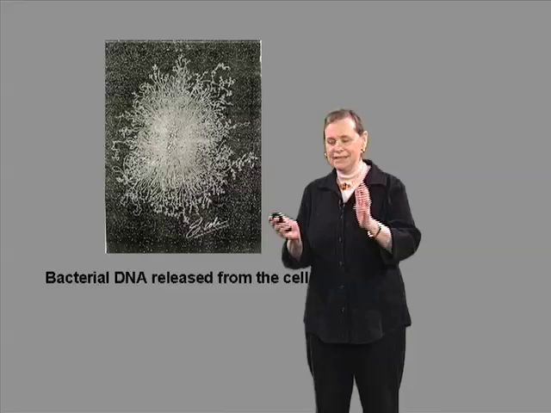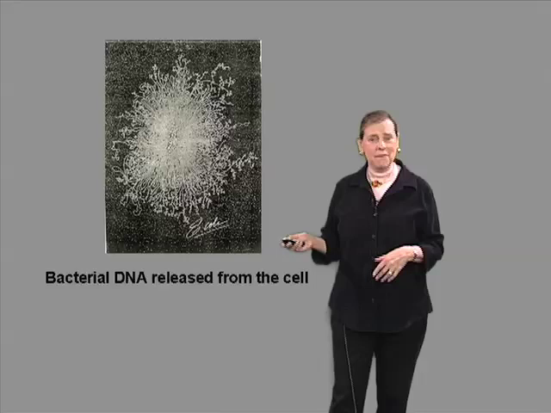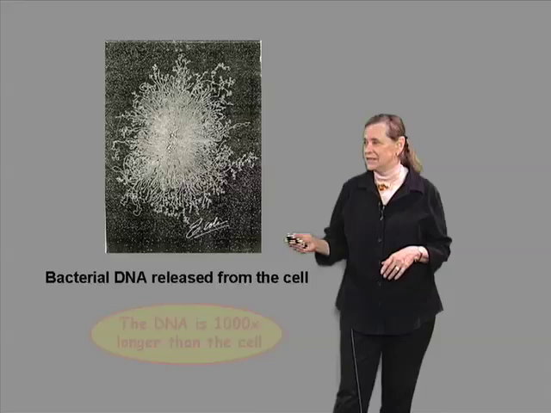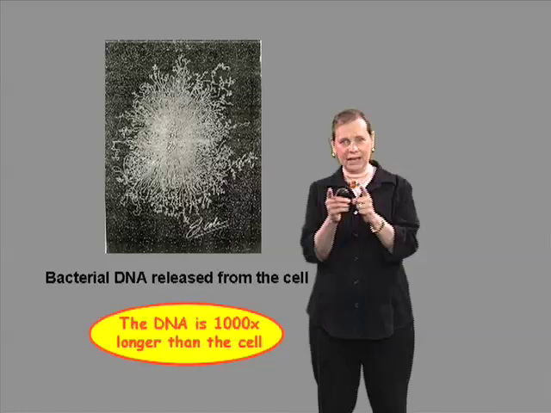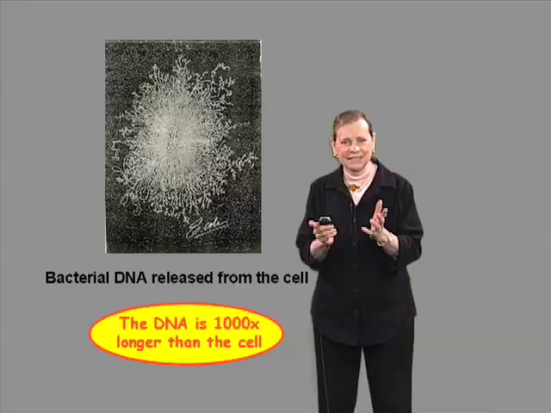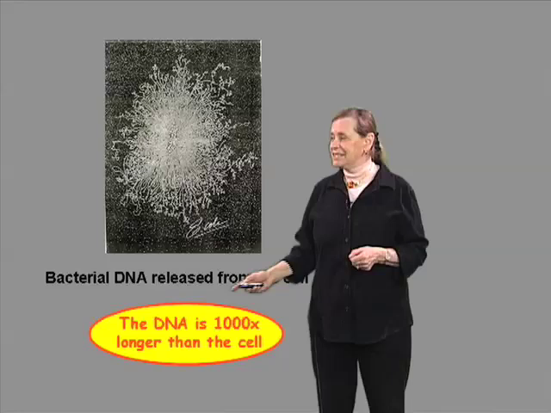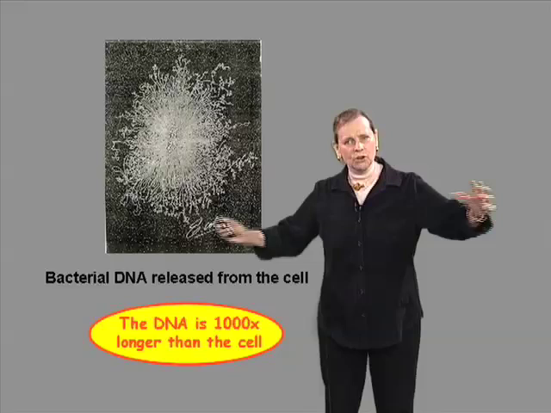And it's really quite a mess. There's a huge amount of DNA, and it doesn't really look like it has any organization. But in fact, this small bacterial cell is approximately 2 microns, 10 times smaller than the smallest eukaryotic cell, and the DNA is 1,000 times longer than the cell if it were completely stretched out. So we have to compact this DNA very tightly into the cell.